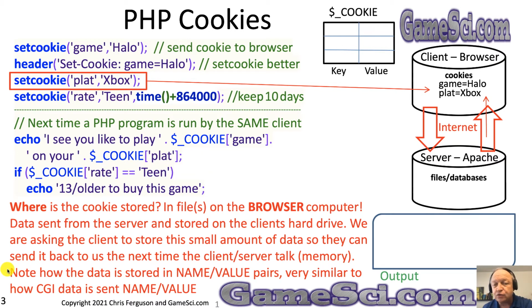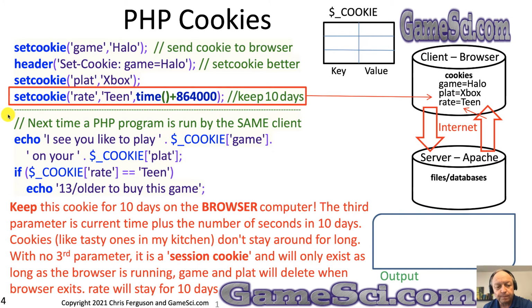Note how the data is stored in name-value pairs, very similar to how CGI data is sent in name-value pairs. Follow this arrow. This is the server executing setCookie. The server is asking the browser to store plat equals Xbox in your cookie memory. setCookie rate, teen, and we'll add a third parameter, time plus 864000. What's going on here?